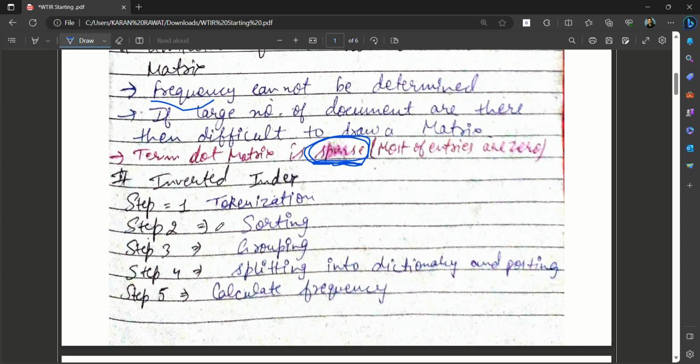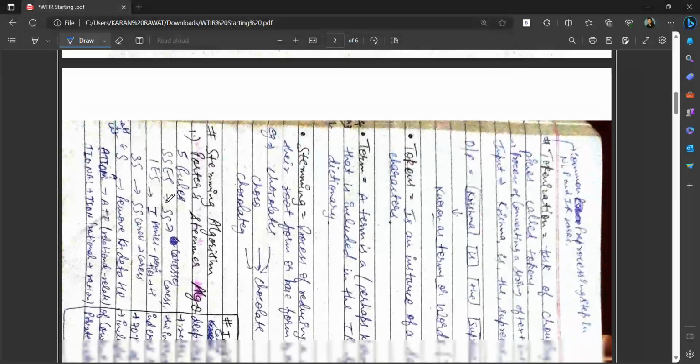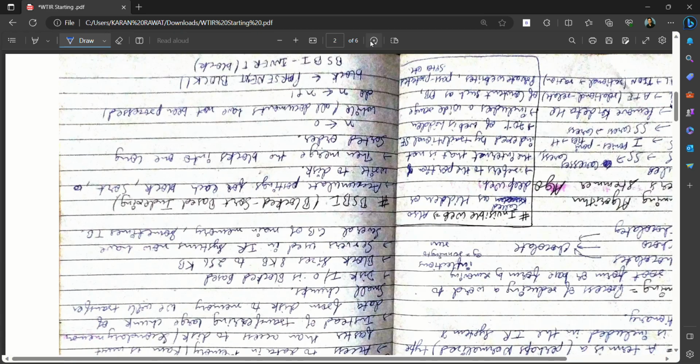Regarding the inverted index, I have written some summary here, but I will cover it in further videos where I will discuss it in detail with you. Okay, so now let's move ahead and see what the next topic is.